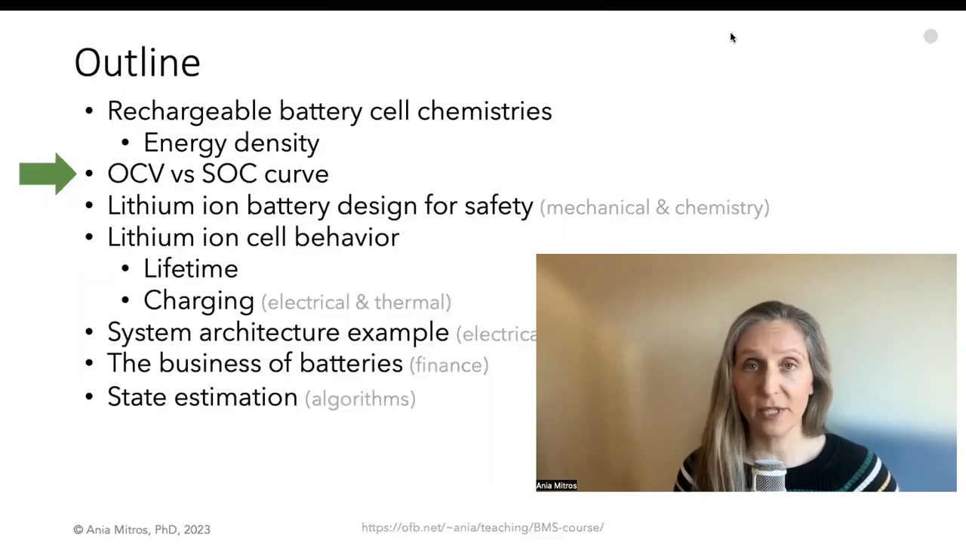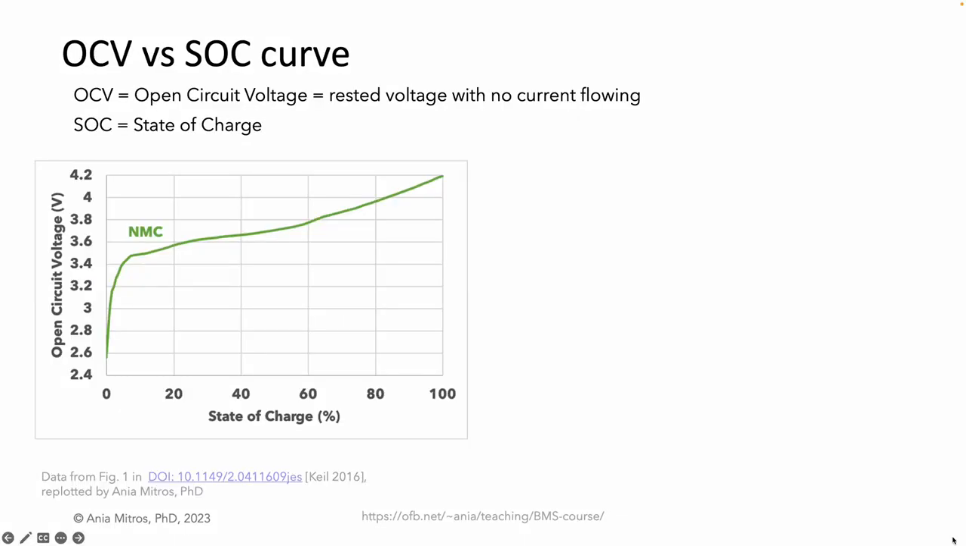Next, we'll talk about the OCV versus SOC curve, which is key to characterizing and managing a lithium-ion battery. You can't talk lithium-ion batteries without the OCV versus SOC curve. On this plot, the y-axis is cell voltage, and specifically the cell's open circuit voltage, which means no current is flowing, and no current has been flowing for some rest period, perhaps a few hours. The x-axis is the state of charge, or in other words, how many percent full the battery is. Charging the battery moves up this curve, and discharging moves down the curve.